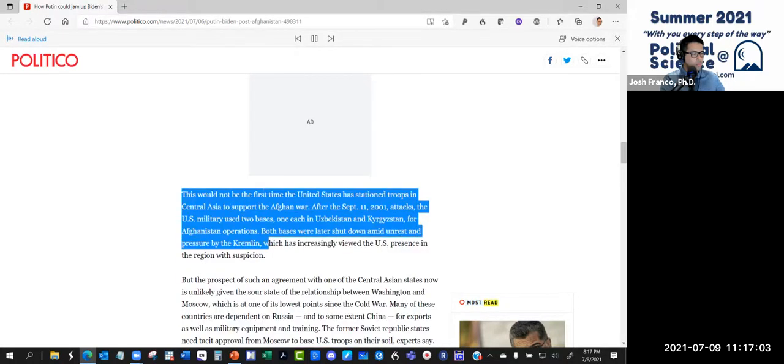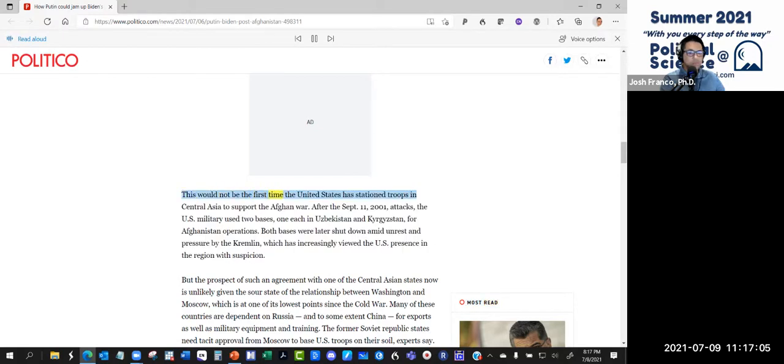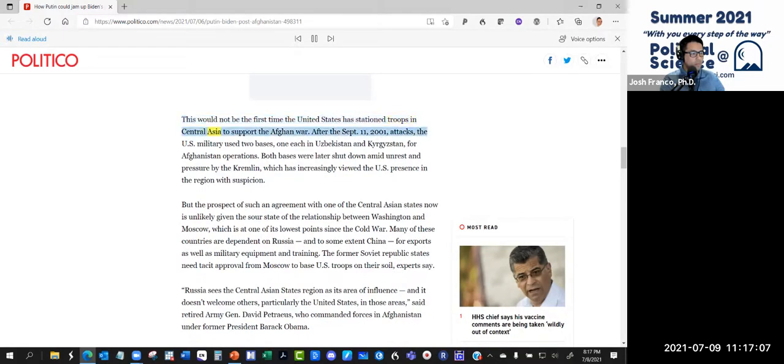Most read. This would not be the first time the United States has stationed troops in Central Asia to support the Afghan war. After the September 11, 2001, attacks, the U.S. military used 2 bases, one each in Uzbekistan and Kyrgyzstan, for Afghanistan operations. Both bases were later shut down amid unrest and pressure by the Kremlin, which has increasingly viewed the U.S. presence in the region with suspicion.